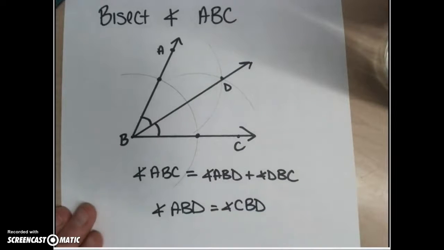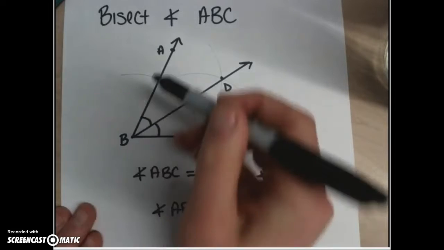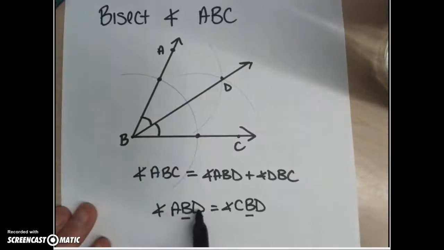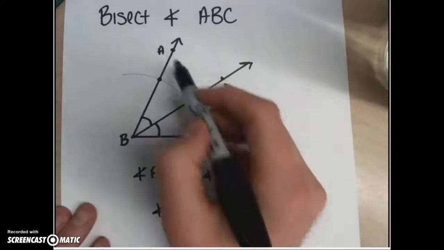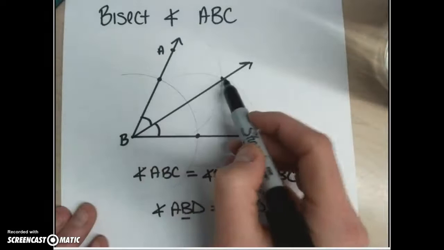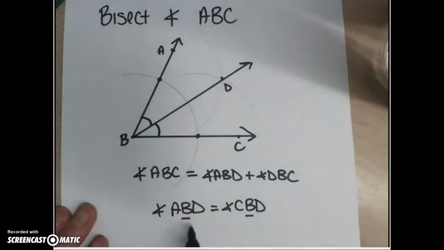I just want to remind you guys that your vertex should always be the middle letter. And you can really order the first and third letters any way. So this could have been angle ABD or DBA, as long as the vertex is that middle letter.